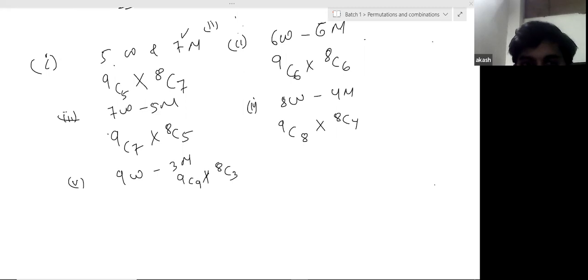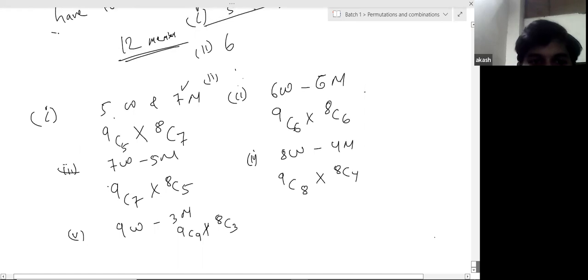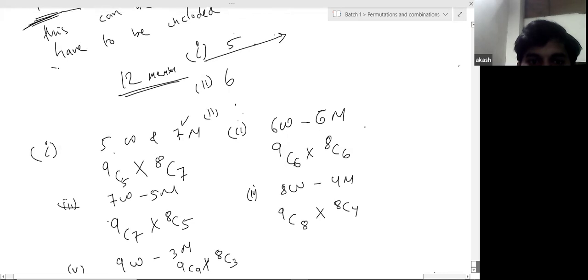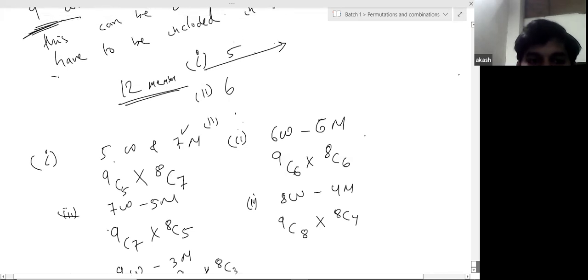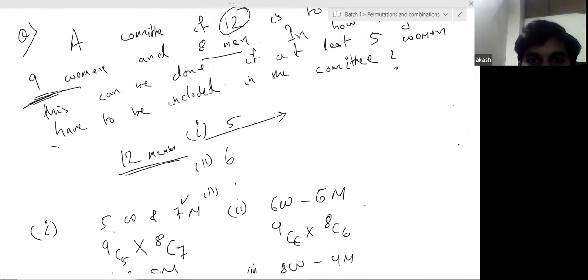Once more. See, Gautam, if I bring samosas and I tell you that you have to eat at least 3, that means the minimum is 3. You can eat 4, 5, 6, 7, as much as you can. So here the question says you have to choose a 12-member committee, but we have to have at least 5 women. There cannot be less than 5 women in the team.